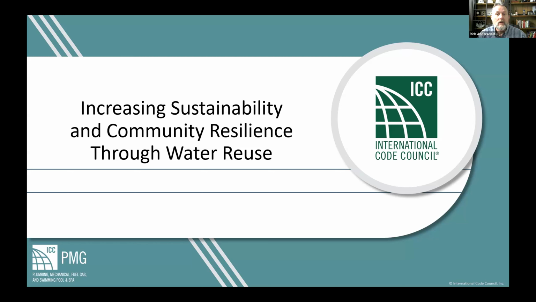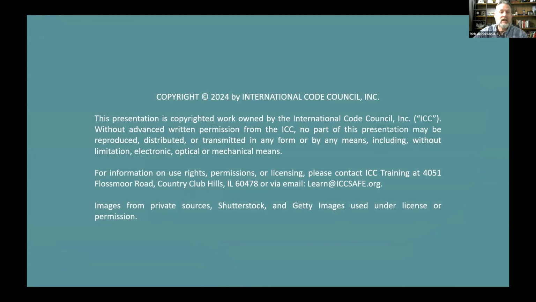We have the Water Reuse Association with us today. We have representatives from the National Blue Ribbon Commission and San Francisco Water, and the EPA as well with their Water Reuse Action Plan, and a manufacturer guest with us today who designs and manufactures on-site water reuse systems, and that individual is also part of our PMG Code Action Committee, the proposals for the 2027 code.